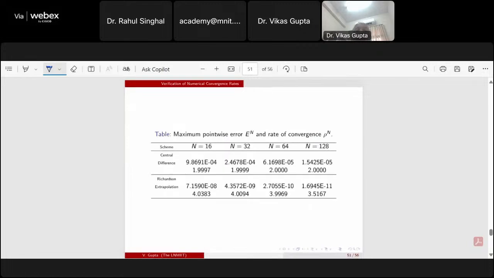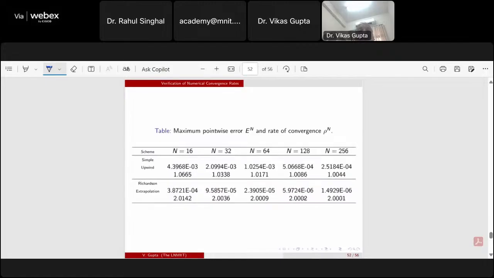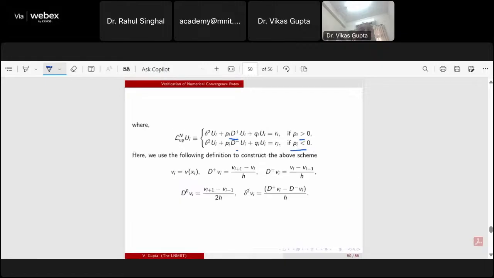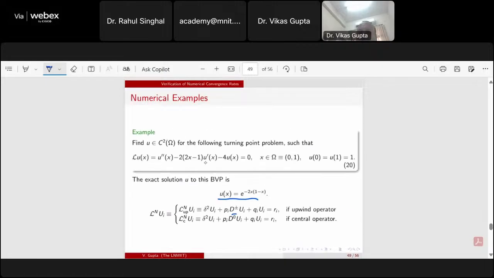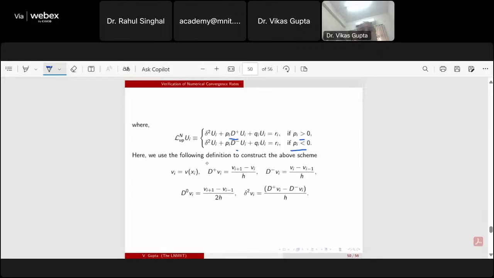For this problem, again, you can notice that the central difference scheme is second order accurate, and when we apply the central difference scheme with Richardson extrapolation, the order of accuracy is 4. And for the upwind scheme, we are getting first order accuracy again. Since the convection coefficient is changing its sign, we are using the upwind scheme accordingly.